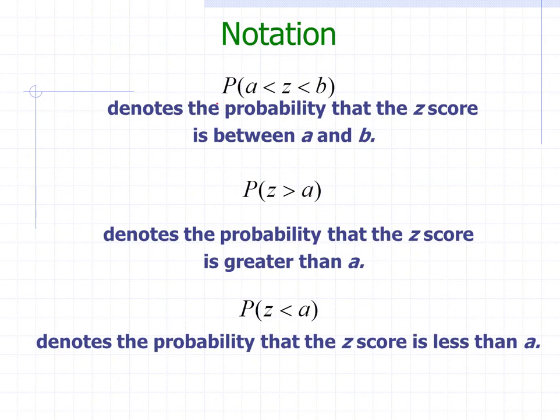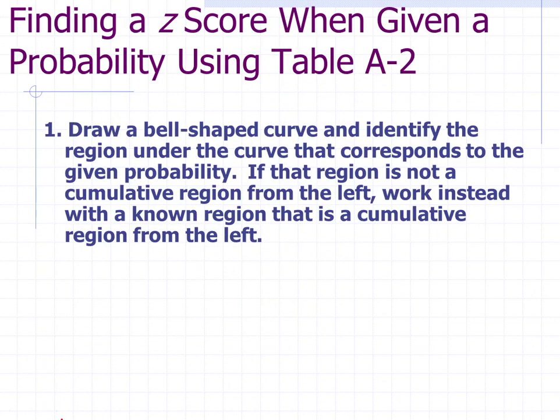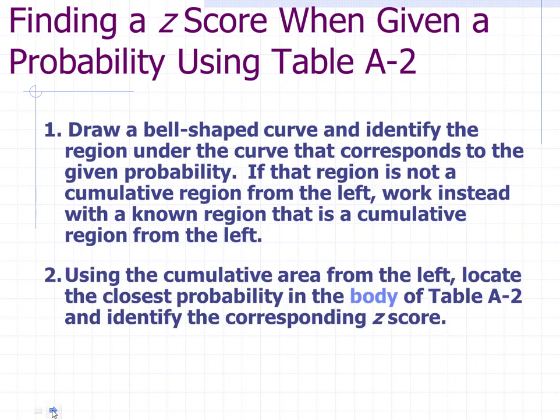This is our notation. Probability that the z-score is between A and B, the probability that our z-score is above A, and our probability that our z-score is below A. We can find the z-score when we're given a probability. We are going to draw a picture. That's always a good idea. Decide if we're to the right or to the left. So let's look at a number.